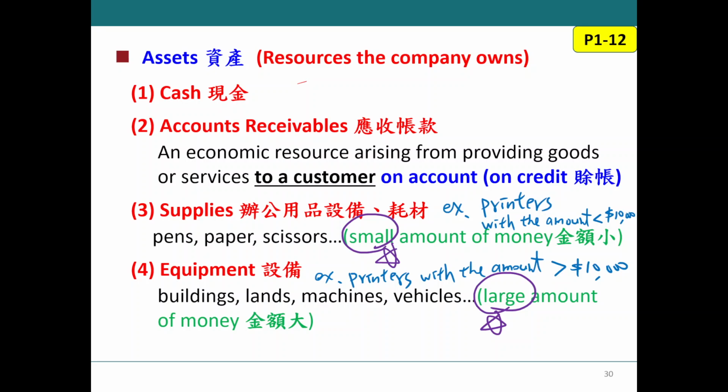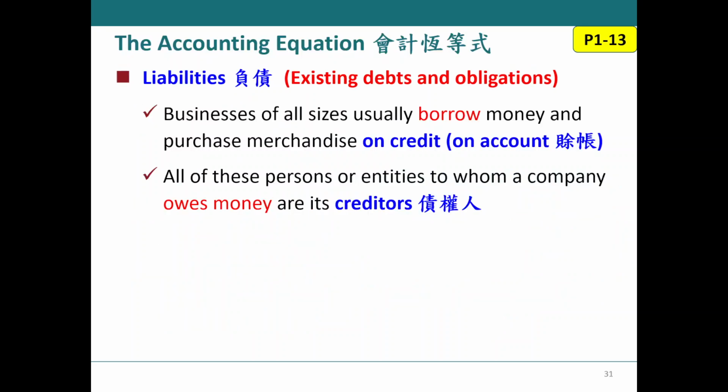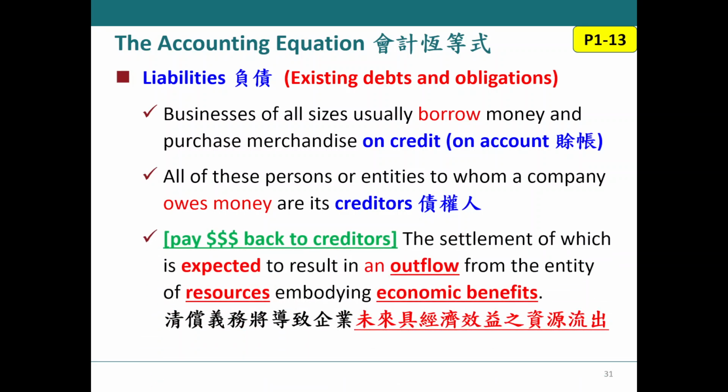Remember 4 assets: cash, accounts receivables, supplies, equipment. No problem. Then let's look at the next one, liabilities. So liabilities, what do we mean? You borrow money from creditors, right? So you have what? Don't forget, you have obligations to do what? To keep your promises, right? So what's your promise? Pay the money back in the future, okay?